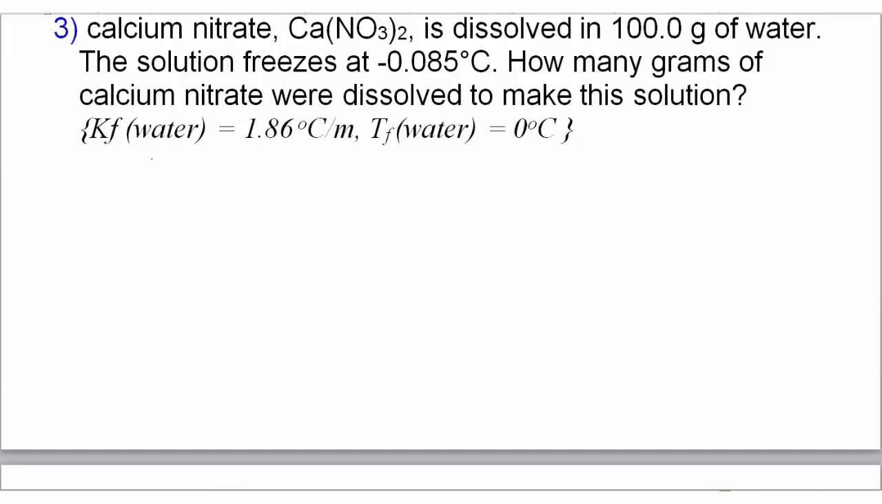Calcium nitrate is dissolved in 100 grams of water. The solution freezes at negative 0.085 degrees Celsius. How many grams of calcium nitrate were dissolved to make this solution? So this is going to be a freezing point depression problem, right? And it has ions, so we better pick the expression with the i. And they are after grams of calcium nitrate. So do you recognize the problem? See a game plan?